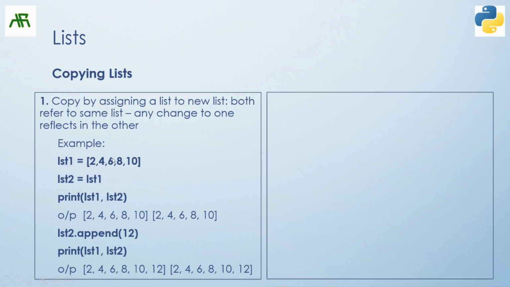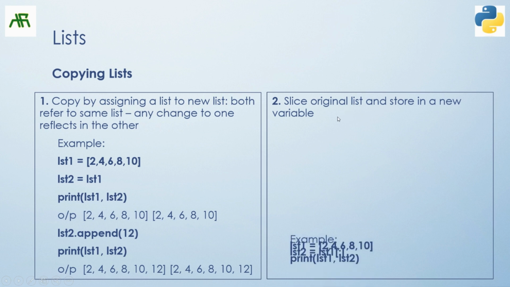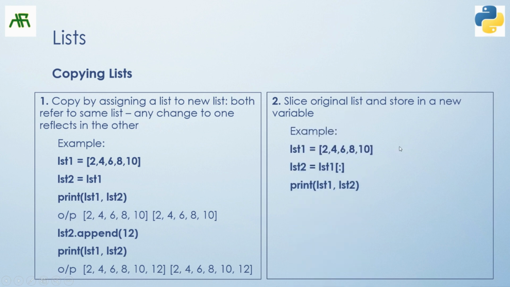Any change to any list will reflect in the other one. The next possible way of copying a list is slicing. Slicing the original list and storing it in a new variable. For example, I have the same list. I'm slicing that list and assigning that resultant value to the second list. This operation means slice this list with all values and assign to list 2.